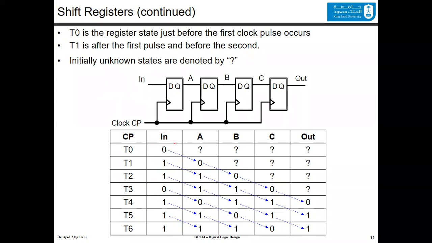Now, what happens in the shifting: at the beginning, when you have only 0, we don't really know what's inside the flip-flops A, B, and C, and also the output. We have no idea. In the next cycle, the 0 that was here will be shifted over here, indicated by this arrow. So the 0 that was an input in clock cycle 0 would be inside the flip-flop of A in the next cycle, which is cycle 1.